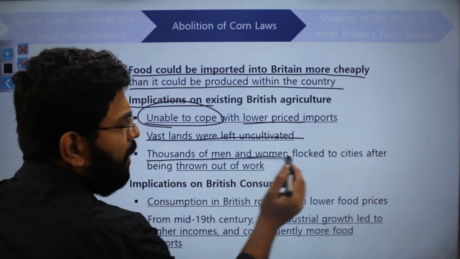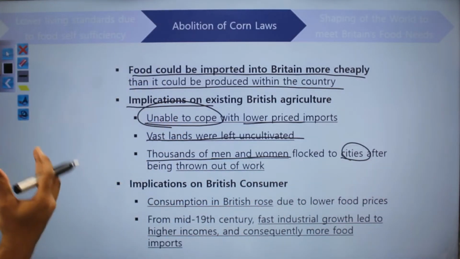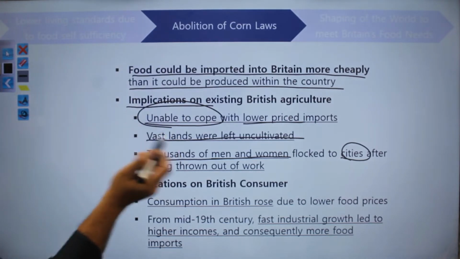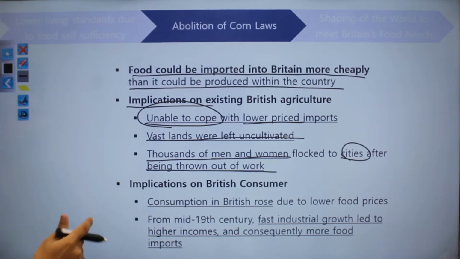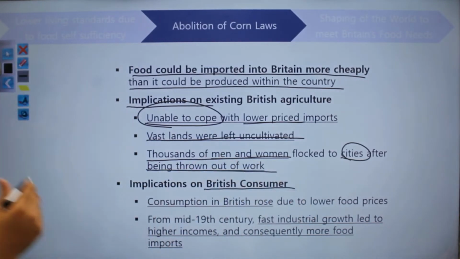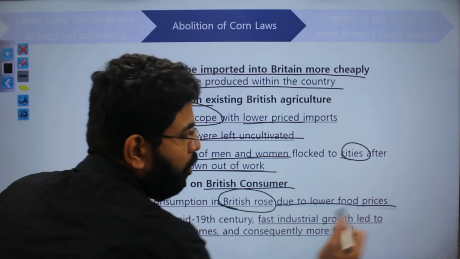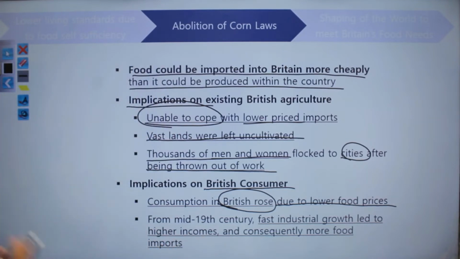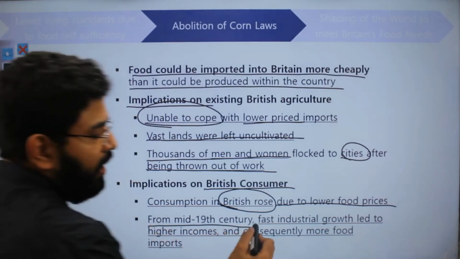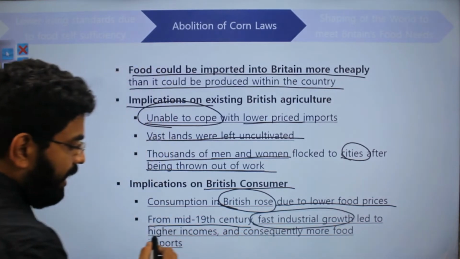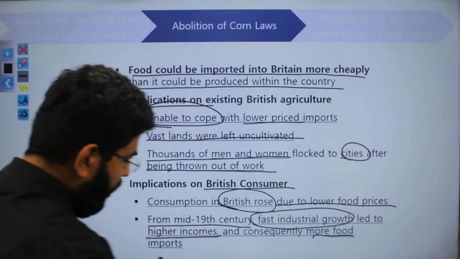So thousands of men and women flocked to cities because agriculture was not very prevalent. Everyone wanted to come to the cities as they were being thrown out of work in the countryside. Now, on British consumers, the implication was such that consumption rose due to lower food prices. Since the prices were low, consumption actually increased. And from the mid-19th century onwards, fast industrial growth led to higher incomes, and with higher incomes, more food imports were created.